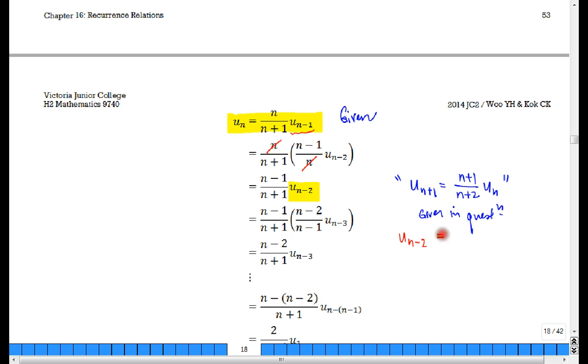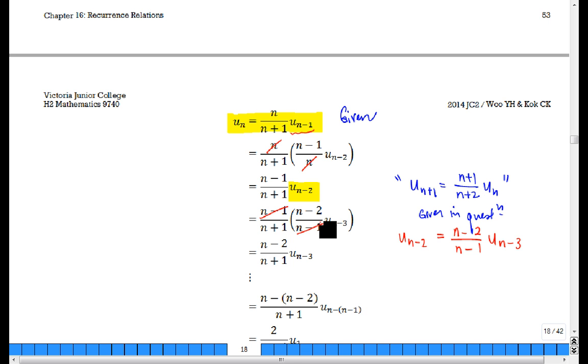u_{n-2}, if I use this formula, I replace n with n minus 3. Yes, I replace this with n minus 3, I will get (n-2)/(n-1) times u_{n-3}. So that explains this expression here. So I replace and replace and replace until I see some kind of pattern. Follow so far? So I can now see that this n minus 1 also goes. And on and on and on.